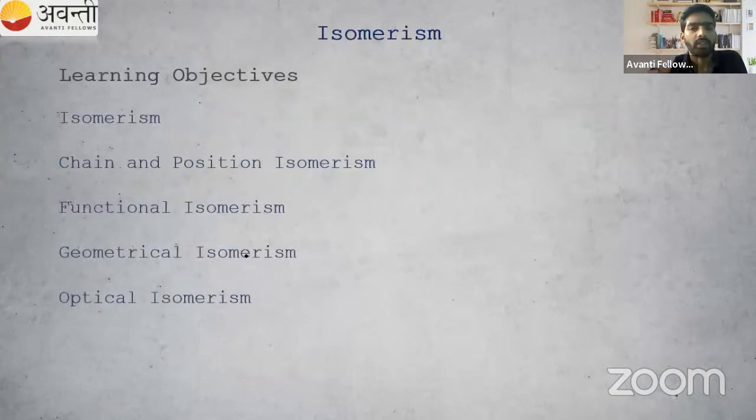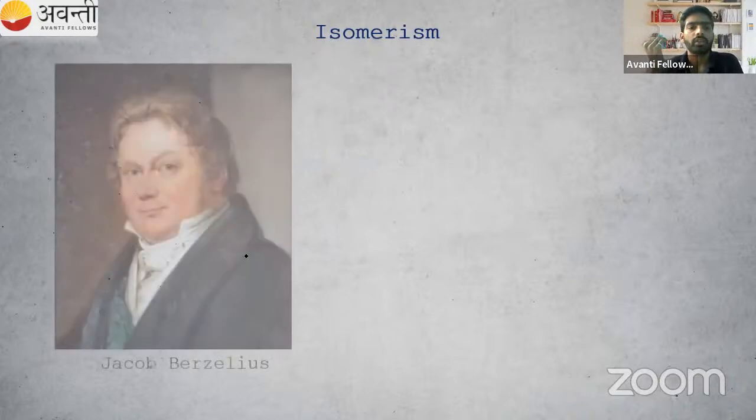These are the learning objectives which we are going to cover: isomerism, then chain and positional isomerism, functional isomerism, then geometrical isomerism, what is geometrical isomerism, and then optical isomerism. Okay, so moving on to the next.